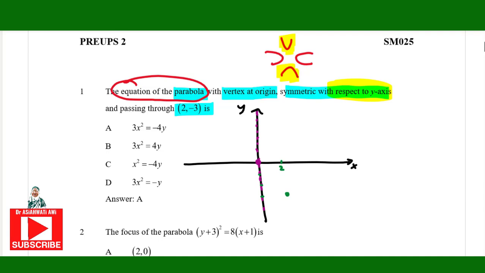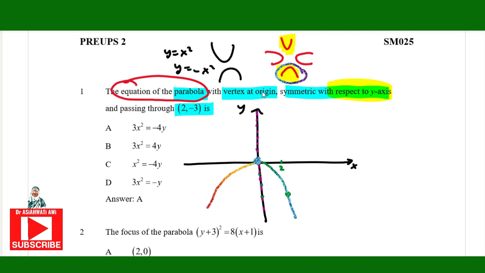So the parabola has its vertex here, then down here it passes through the point (2, -3). The parabola opens down, not up, right? Because of the vertex here and the point here. So the pattern is the same as y equals negative x squared.